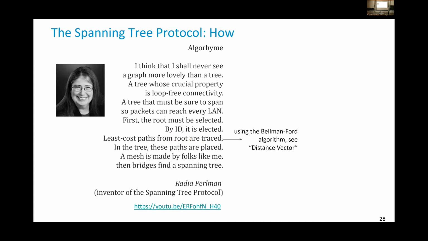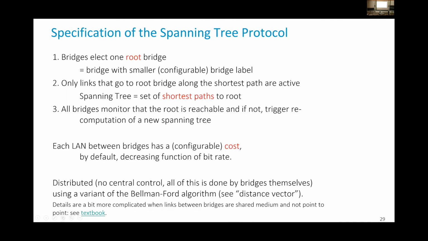In fact, that means every bridge computes shortest paths using a distributed algorithm that we will see in detail when we speak about distance vector routing. It's called the Bellman-Ford algorithm. By talking only to the immediate neighbors, you are able to compute the shortest path to the root. And if you want to sing this beautiful poem, you can go to the link that I give here.